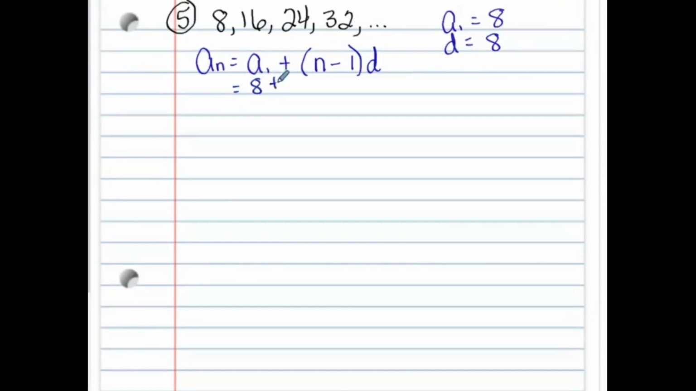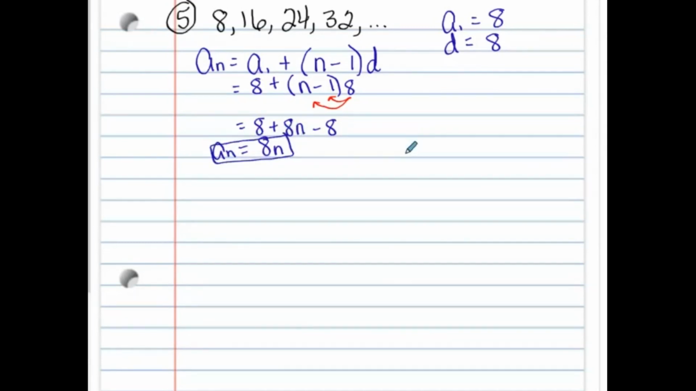So we have 8 plus n minus 1 times 8. Okay, we're going to distribute the 8. So we have 8 plus 8n minus 8. We're going to combine our like terms. We have 8 minus 8, which gives us 0. So our equation is, that's it, 8n.